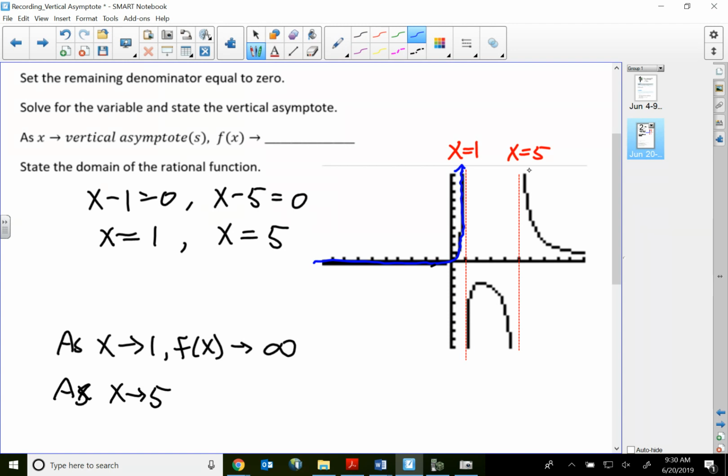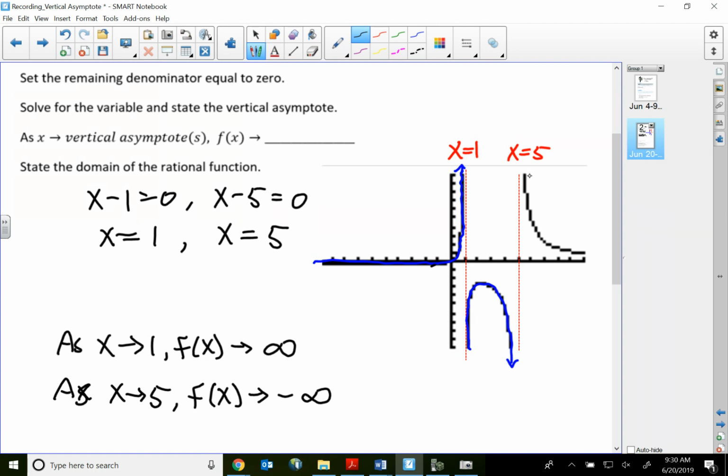I got two vertical asymptotes. So there's a piece of graph in between. So when I pick up my x value from the right side of x equal to 1 and keep on going towards x equal to 5, my y value actually points downward. My y value actually becomes negative infinity. As I'm approaching from left to the right, keep on going to negative infinity. My y value keeps on going down. All right.